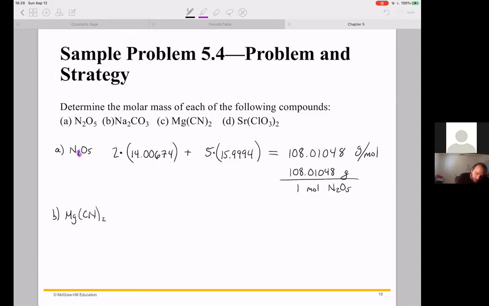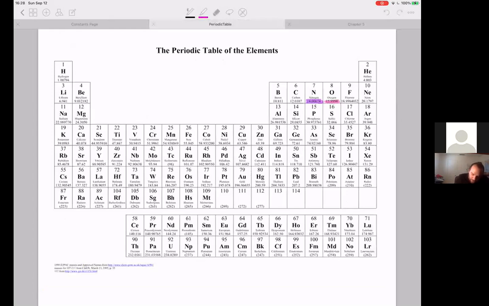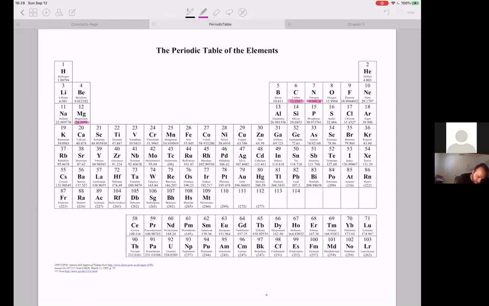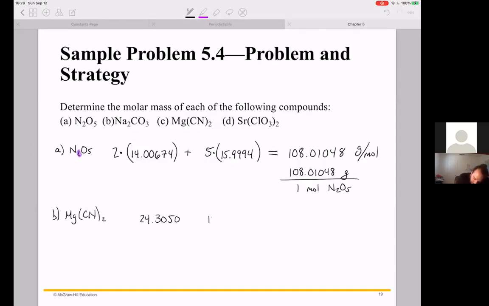All right, so then the other one that I wanted to do was Mg(CN)2. What we're going to do is, again, go to our periodic table, where we have Mg, C, and N. Those are the values that we're going to need to grab from the periodic table. Mg was 24.3050, right? And then we have the 12.0107, and then nitrogen was 14.00674. Right, those are the values that we grab from the periodic table.